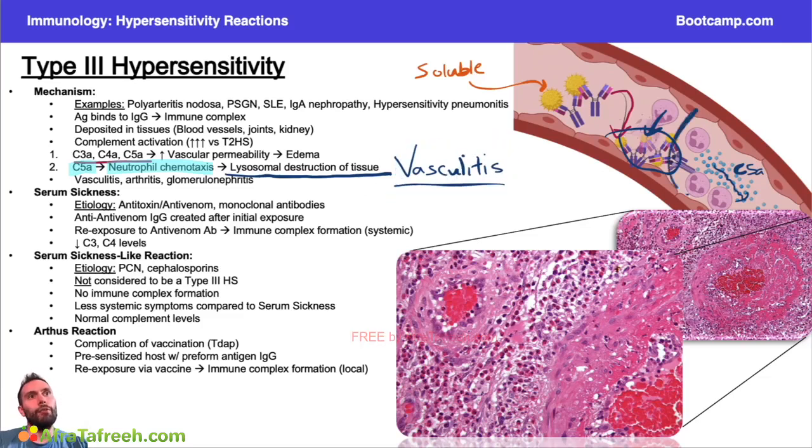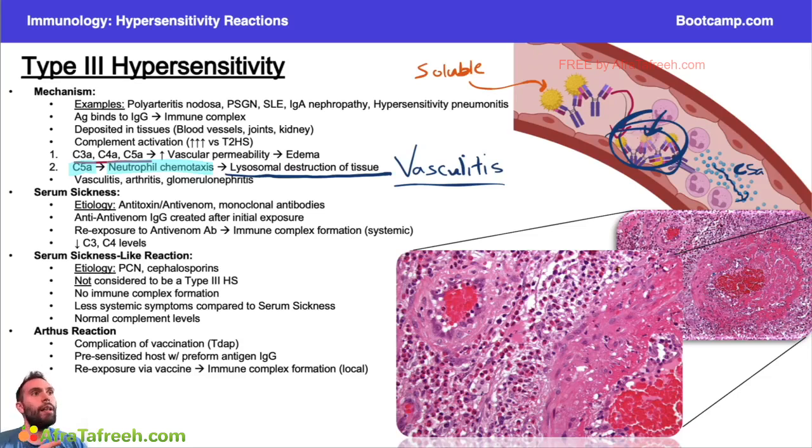Where's that inflammation coming from? The neutrophils. Where are the neutrophils coming from? C5a. Where's the C5a coming from? Complement. And what's that complement binding to? It's binding to all of these antigen-antibody immune complexes. If you can go through this in your mind, it's hard to get questions wrong because you understand the process, right? If you understand the process, you know how to play the rules of the game.